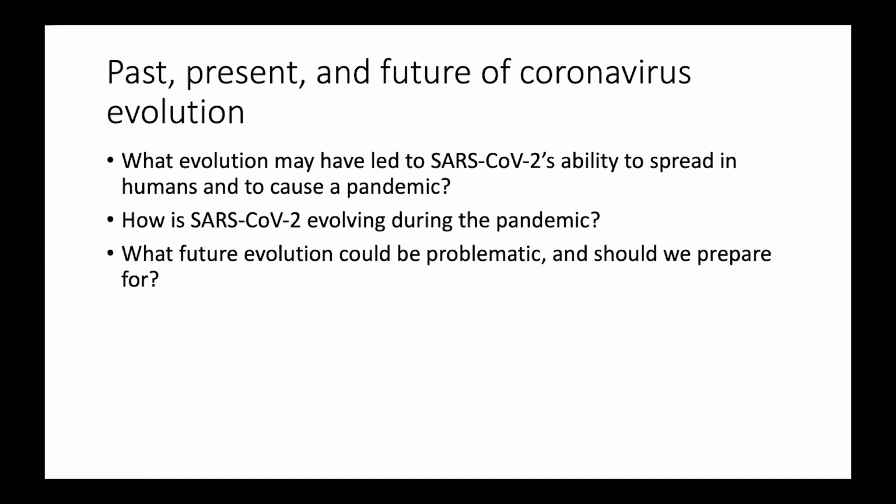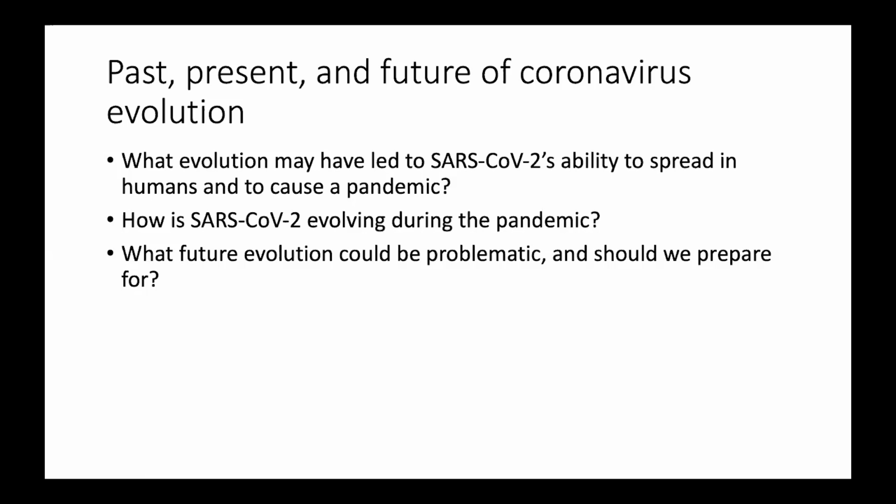And so now I actually want to get into the lecture on evolution of SARS-CoV-2. The way that I wanted to structure this is I wanted to talk about past, present, and future coronavirus evolution. So what evolution may have led to SARS-CoV-2's ability to spread in humans and to cause a pandemic? So this is focusing on the past. How is SARS-CoV-2 evolving during the pandemic? That's focusing on now, or the present. And what future evolution could be problematic, and what future evolution should we prepare for?